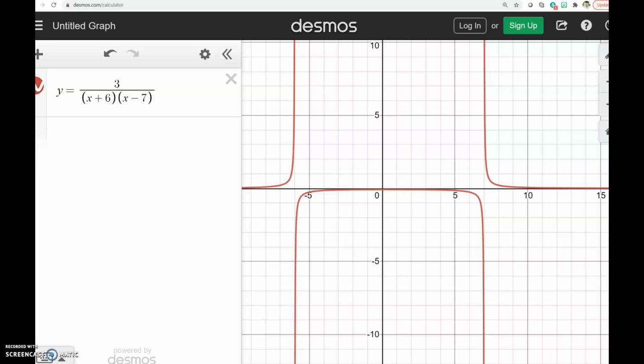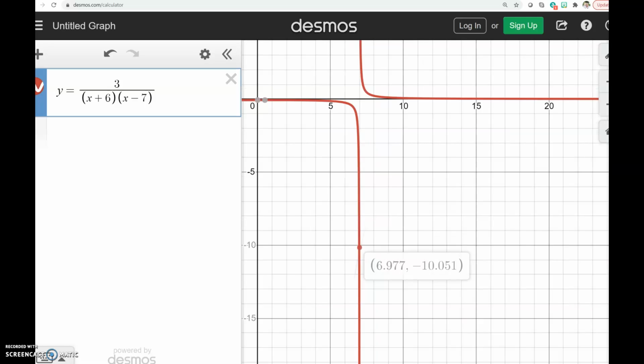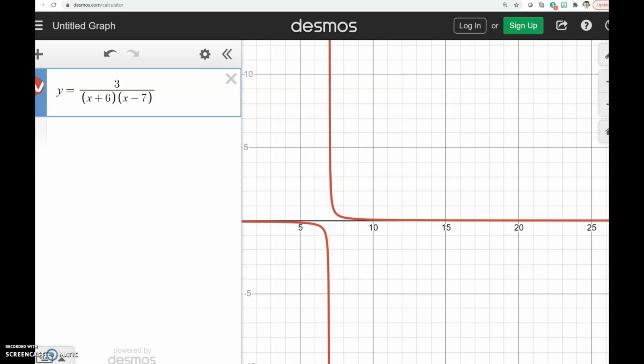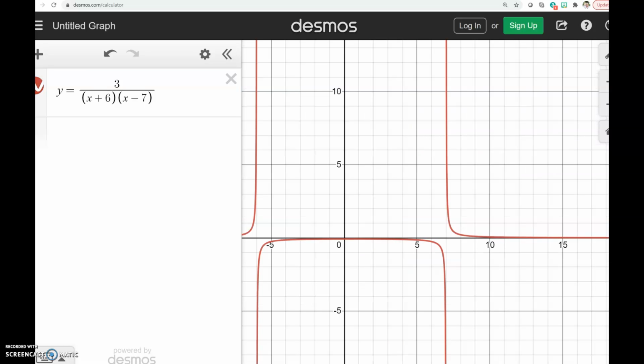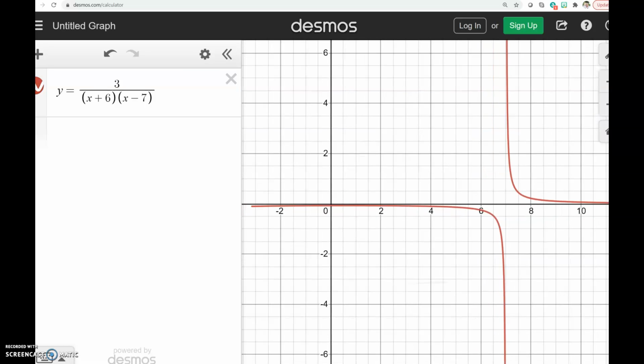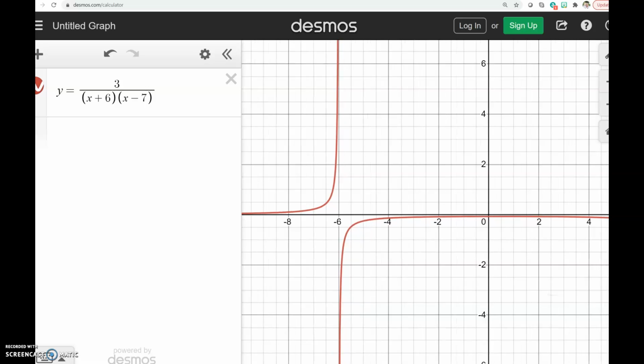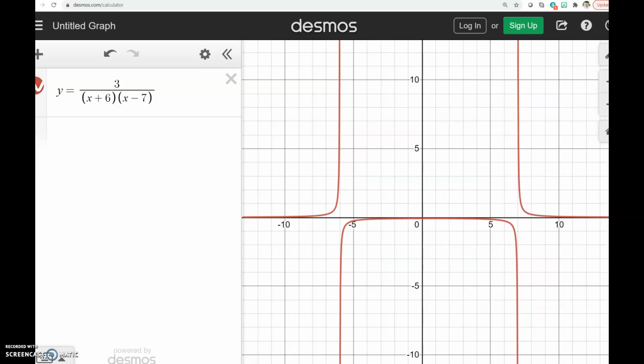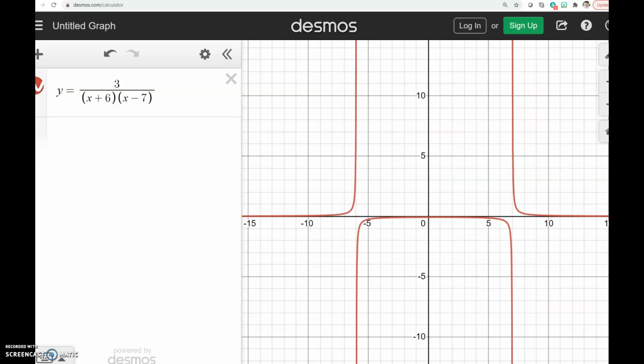So if I zoom in here, you can see, whoa, it's moving around, at negative 6 and at positive 7. So that's positive 7 right there, and then over here is at negative 6. So it makes this double hyperbola because there are multiple vertical asymptotes. So the more factors you have in the denominator, the more vertical asymptotes you have.